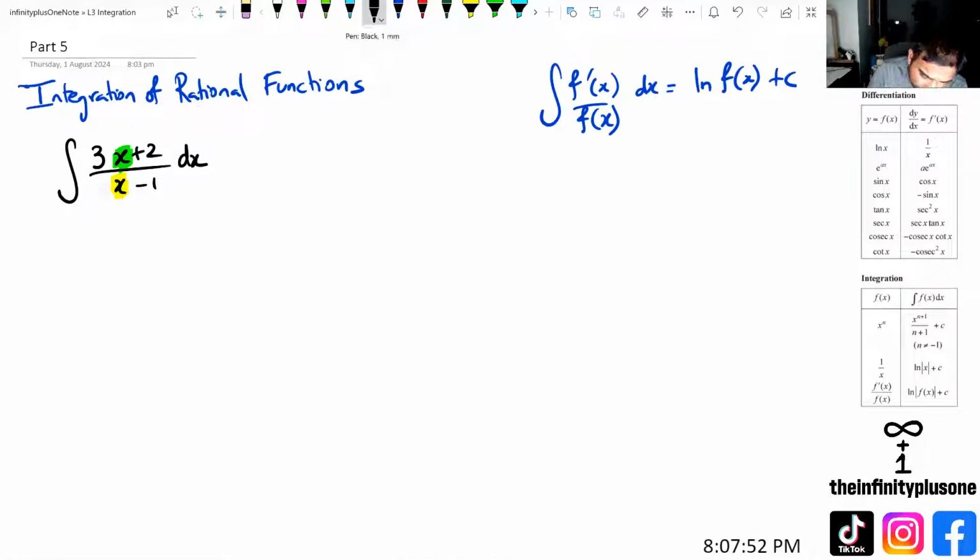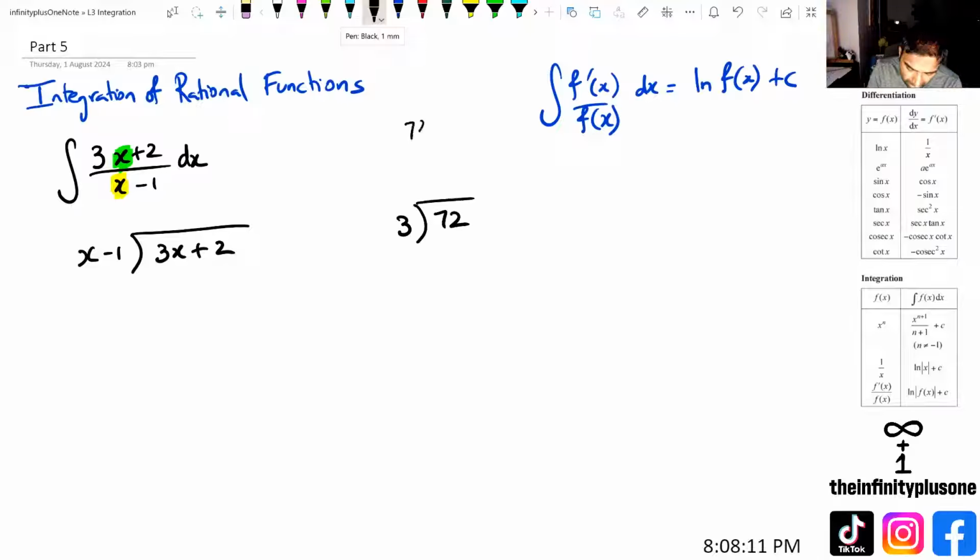So what we're going to do is long division. We're going to put x minus 1 here, and 3x plus 2 there. Now I'm going to do a little recap of long division on the side, say 72 divided by 3. You look at the first digit, that's a 7, so I go 2, which is 6, and 7 minus 6 is 1. Bring down the 2, and I've got 12, so 4 times 3 is 12, where this is equal to 0.